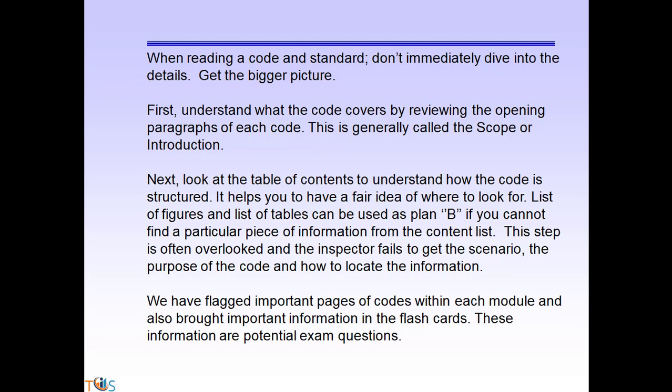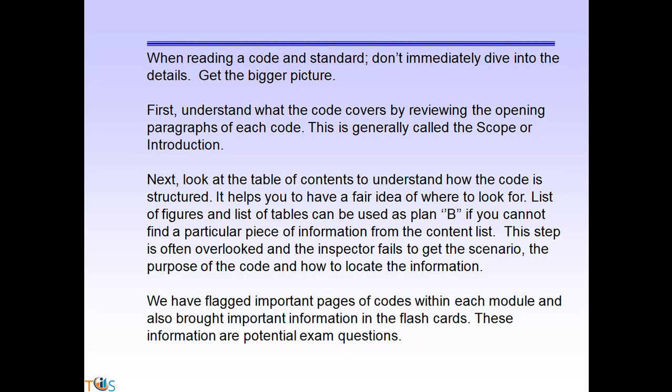So when reading a code and a standard, don't immediately dive into the details, get the bigger picture first. Understand what the code covers by reviewing the opening paragraphs of each code. This is generally called a scope or introduction. Next, look at the table of contents to understand how the code is structured. It helps you to have a fair idea of where to look.